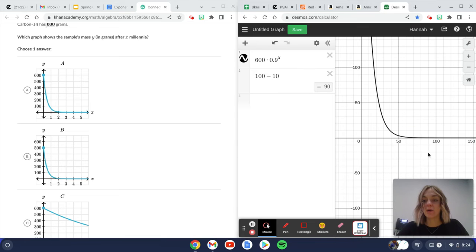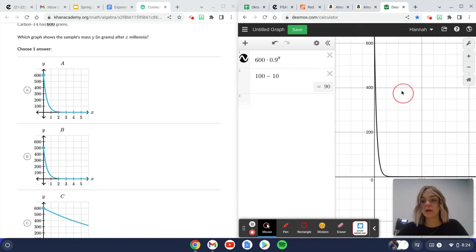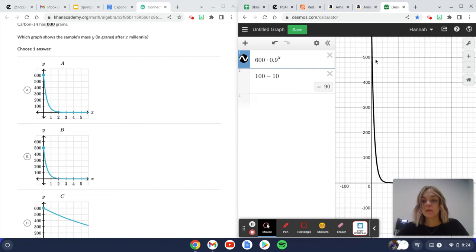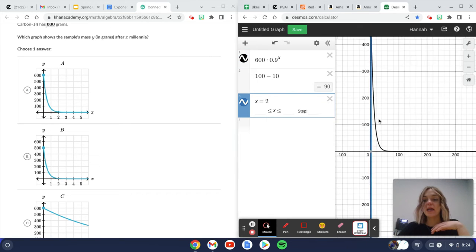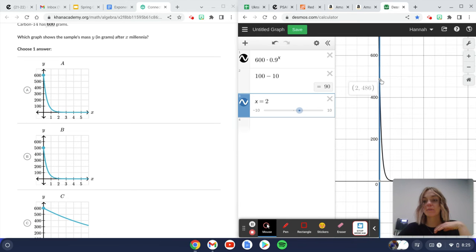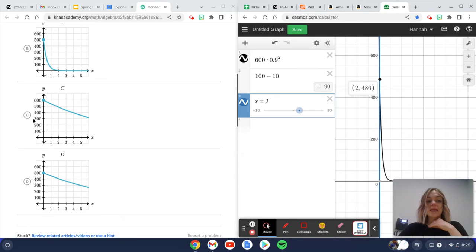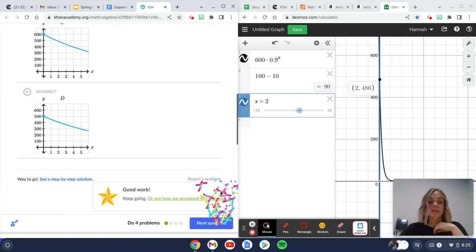Now I'm going to zoom out a little bit and I'm going to see how quickly my graph is dropping. So I start up here at 600. And then if I look at this graph here, once it hits 2, it's really close to the x-axis. So I'm going to type x equals 2, and I can see that this graph is pretty high up here. So it's not really close to the x-axis. So that means C is going to have to be my answer because my graph just is not dropping as quickly as A is showing. So it's going to be C.